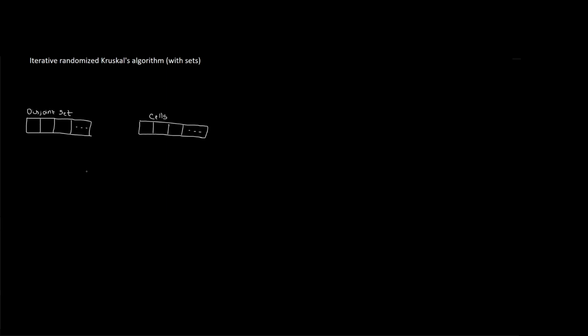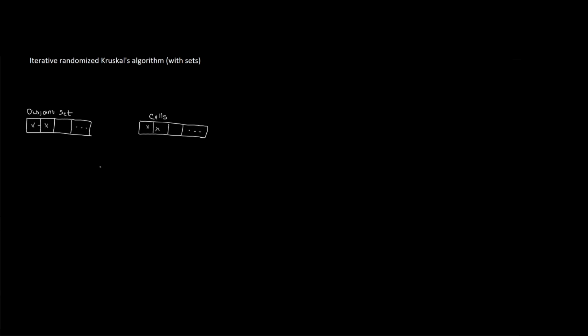Another algorithm is based on Kruskal's algorithm. We use a disjoint set. This array contains all the cells we created during the construction of the grid. Out of these cells, we randomly choose a cell and put it inside the disjoint set. After that, we randomly choose a wall and move to the neighboring cell. So we find the neighboring cell and put it inside the disjoint set.